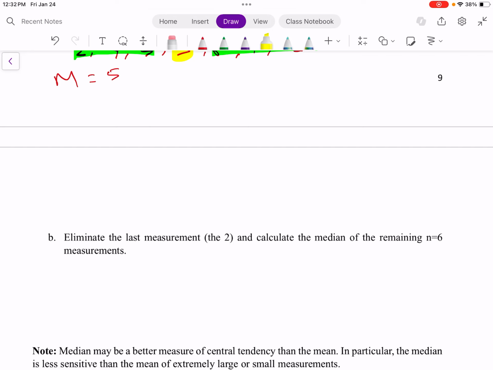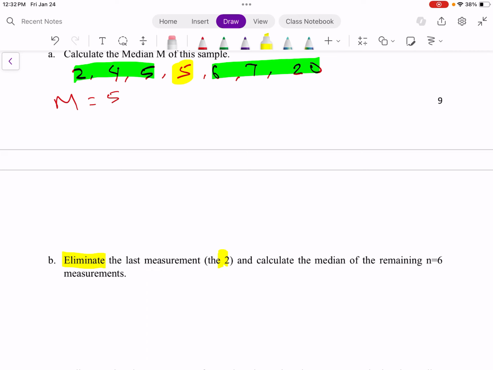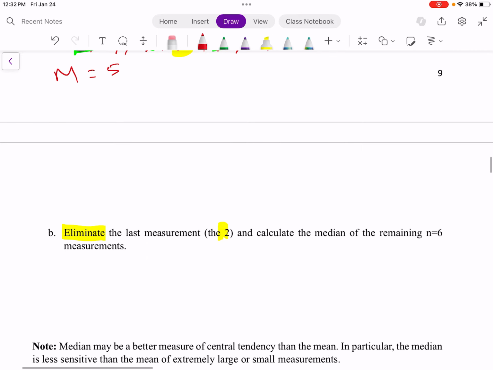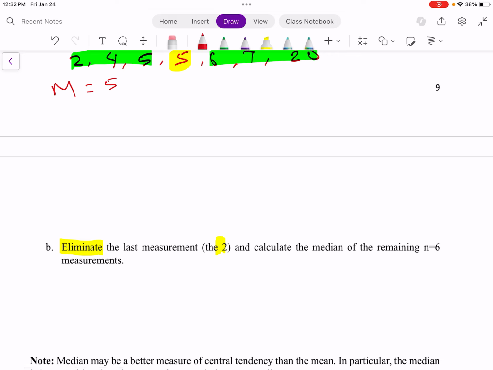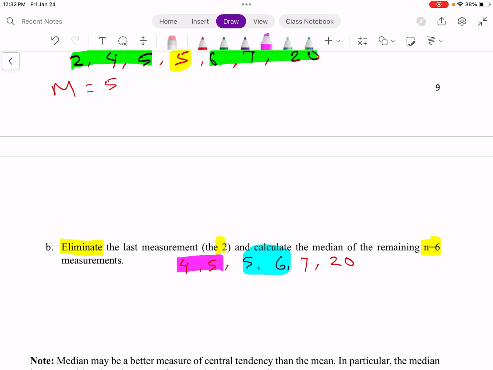In part B, it tells us to eliminate the last measurement. So it tells us to eliminate 2 and calculate the median. So we are starting from 4, 5, 5, 6, 7, 20. We have an even number of measurements, 6 of them. So we have 2 numbers in the middle, 5 and 6, right? We have 2 on the left, 2 on the right.